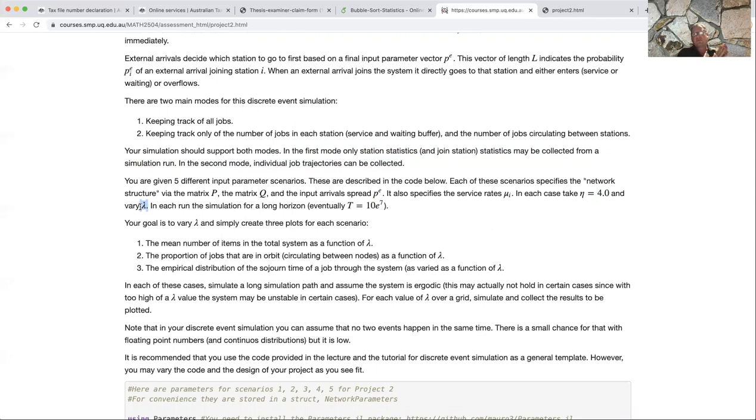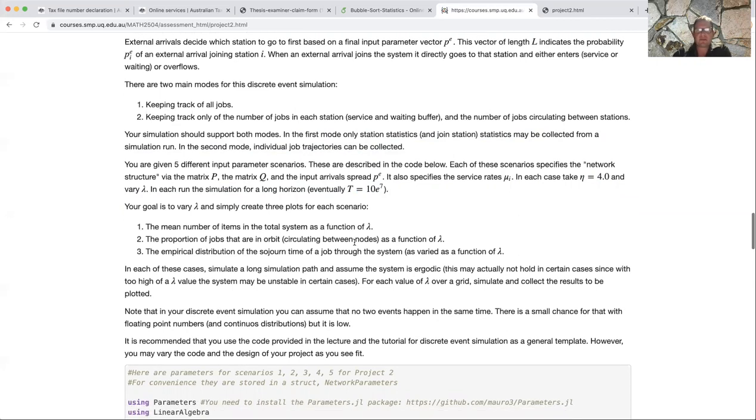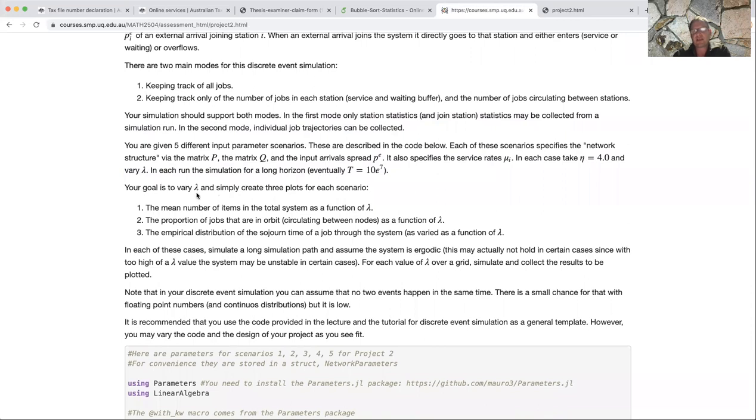And in each case, you'll do a simulation run for a long time horizon. Of course, you'll first debug and develop, and that's up to you and your partner to do it well. And then you'll run for a relatively long horizon. That's not so long, 10 to the 7th time units, and collect some statistics. So you'll run that on a grid of lambda values.